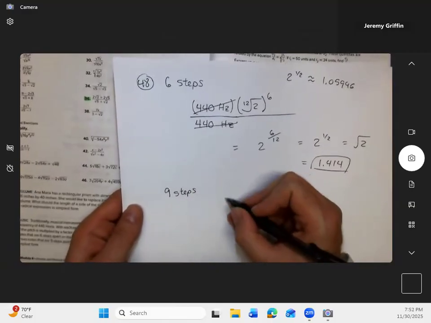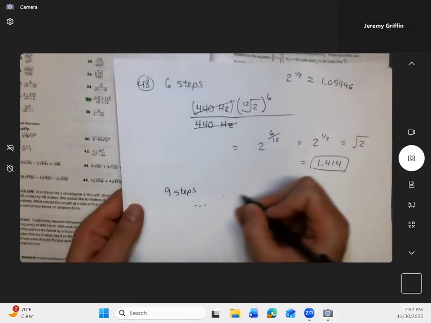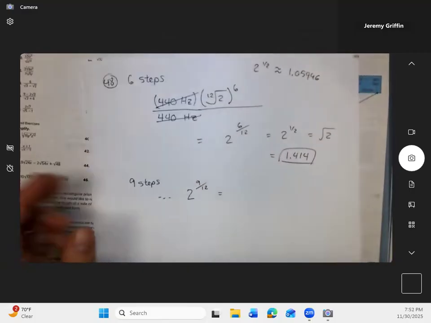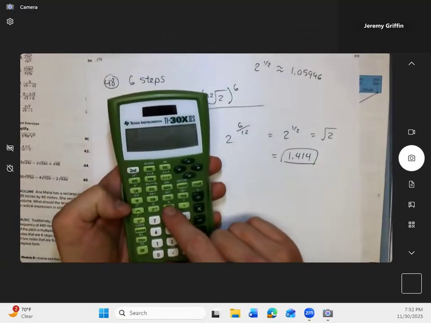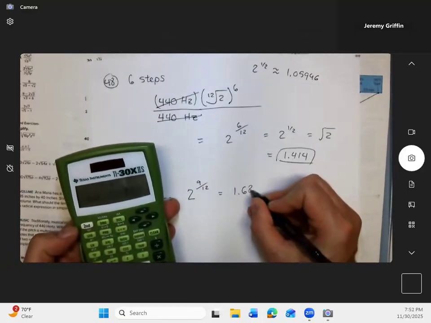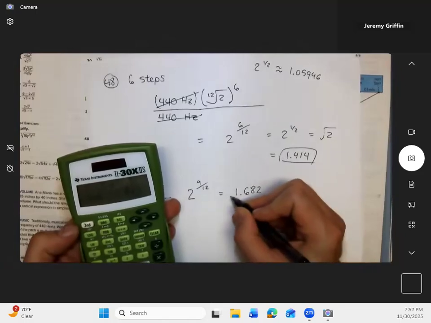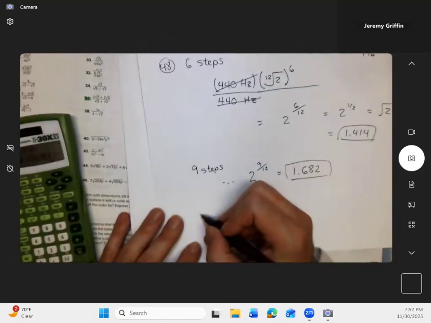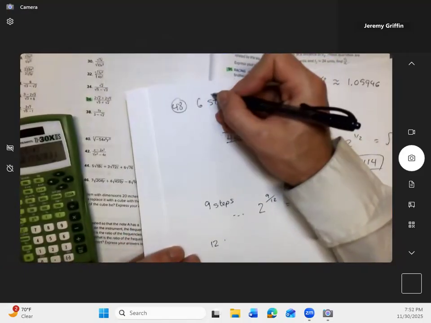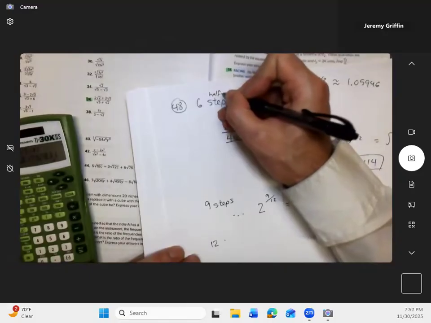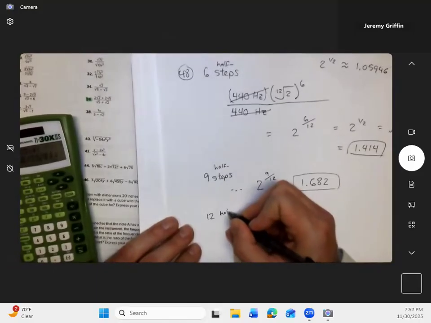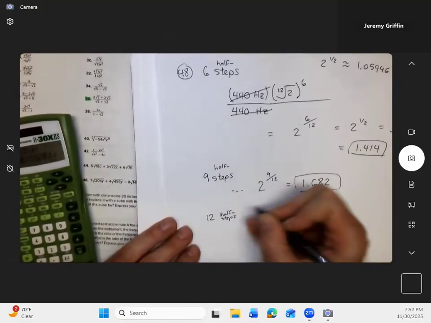Okay. So that would be, if I just look at the pattern, 2 to the power of 9 over 12, or 2 to the power of 3 over 4. Let me see what that is as a decimal. 2 to the power of 3 over 4, same thing, is 1.6817, so just round it to about that. Okay. And I'm going to throw in one more. Let's do 12. We're saying steps. I'm going to use my own terminology: half steps.